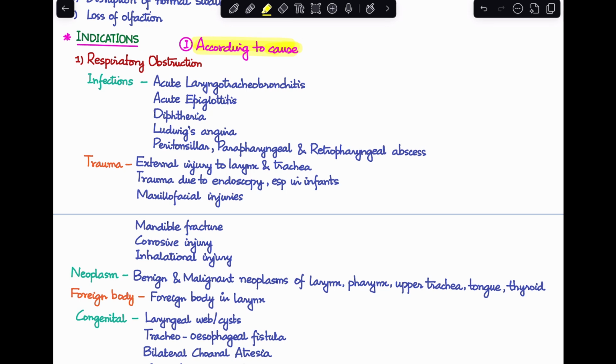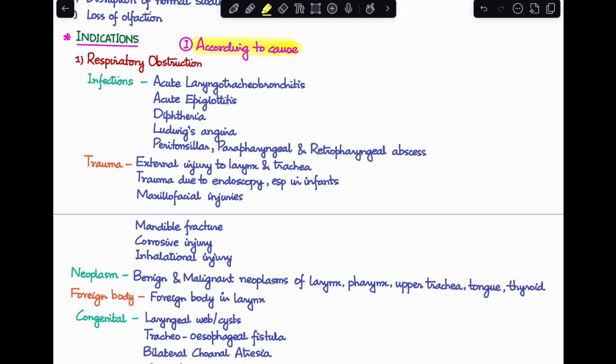We can divide this into different types of indications. So, one type of classification is going to be based on the type of cause, second is going to be based on the type of site involved, and third will be indications in infants and young children. So, first, let's start with indications according to different cause.